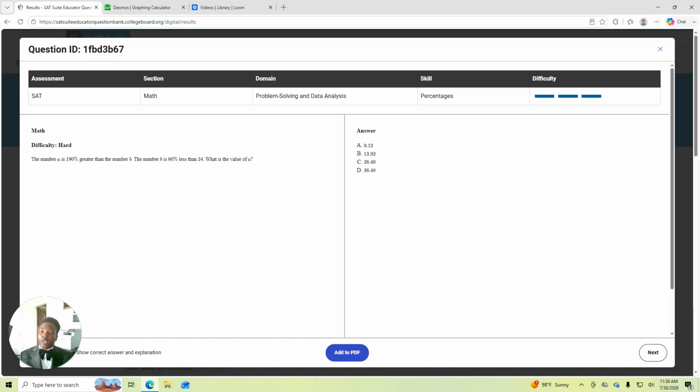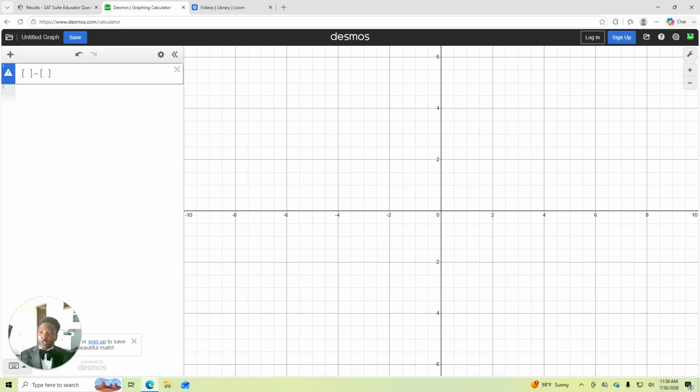A is 190% greater than B. So we start off kind of like in a systems of equations. We can start off with what we know. Because it's 190% greater, when we convert that to decimals, you always add 1 plus that percent. So we do 1 plus 1.9, which would actually mean that A is 290% of B.